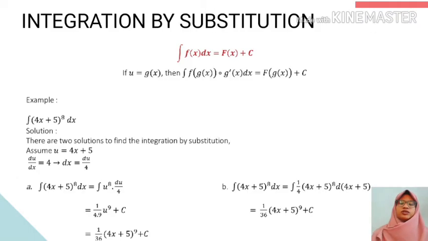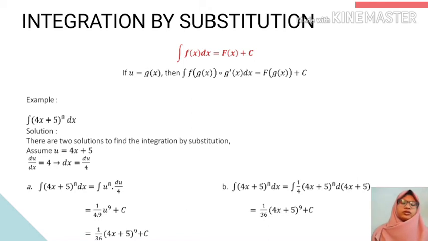Integration by substitution. It's possible to transform a difficult integral into an easier integral by using a substitution. Integral of f(x) dx is F(x) plus c. So, if u is g of x, then integral of f of g(x) times g prime of x dx is F of g(x) plus c. Example, integral of (4x plus 5) to the 8 dx.